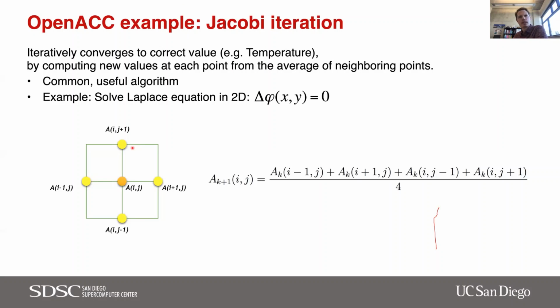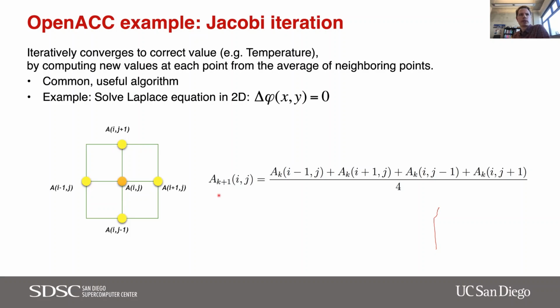And this is an example. I intend to upload some examples to the course website. They're not uploaded yet, but this is an example of a Jacobi iteration, where you can solve the Laplace equation in 2 dimensions. Really, what you have to know about it is that you have a 2-dimensional array.